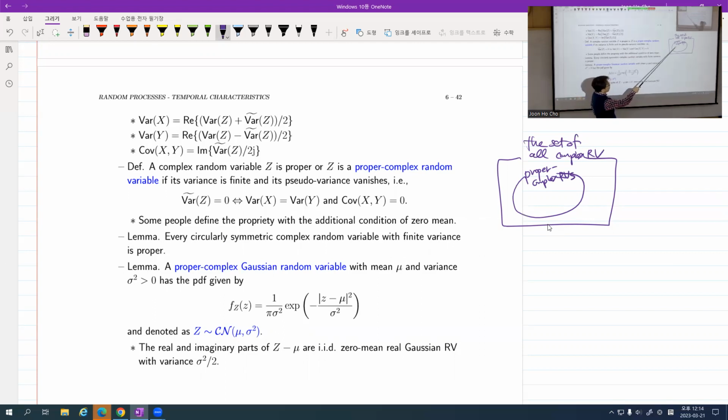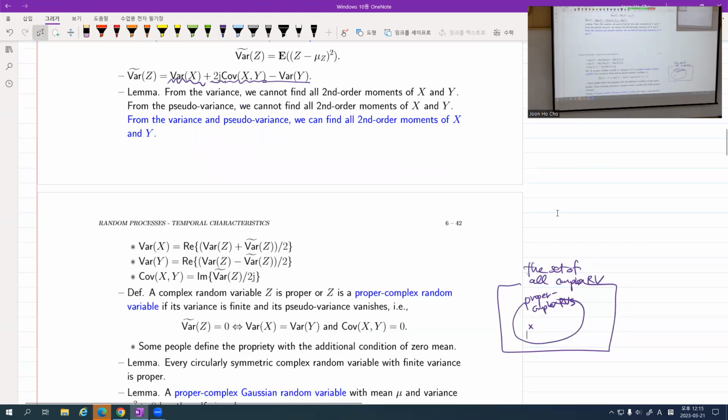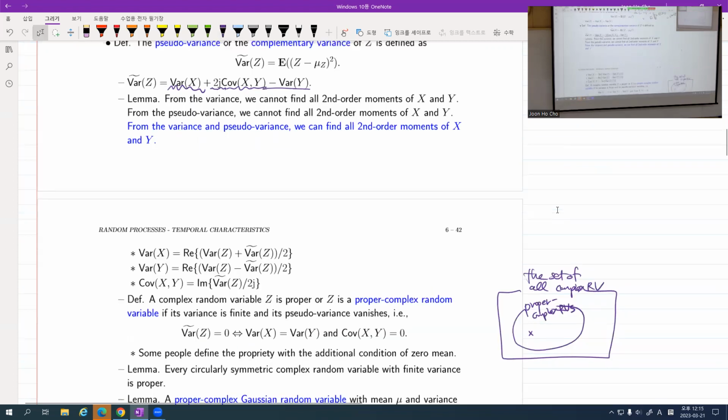Okay. So here, you have some random variable that has pseudo variance zero. What does that mean? Pseudo variance is zero. Let's go back to the definition of pseudo variance for a simple consequence.